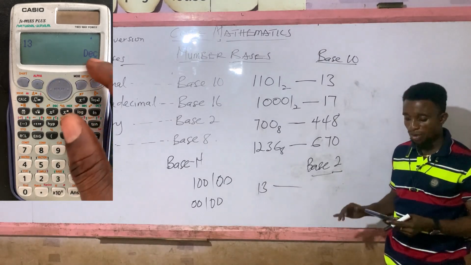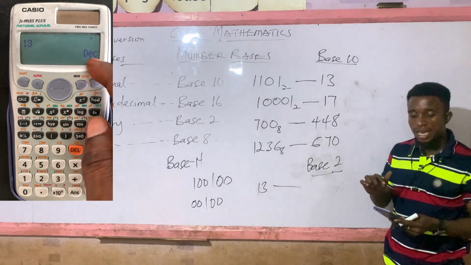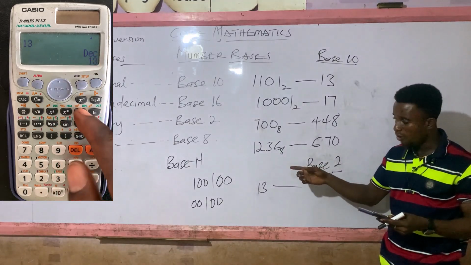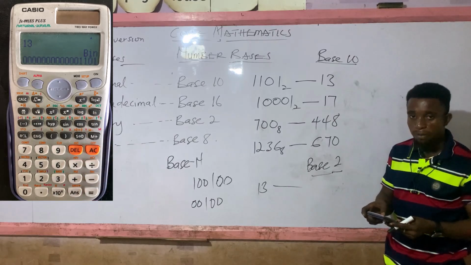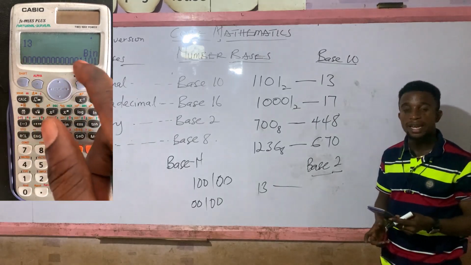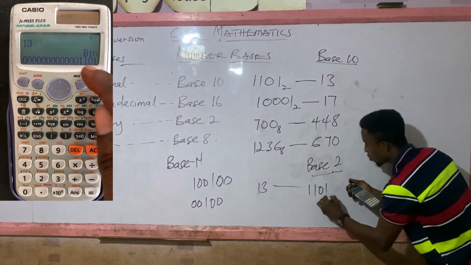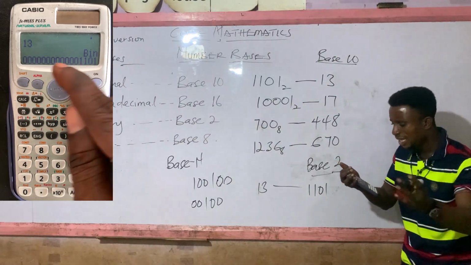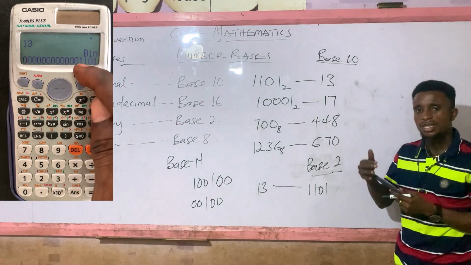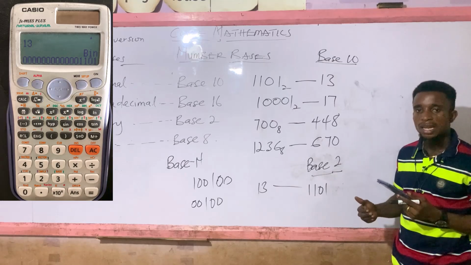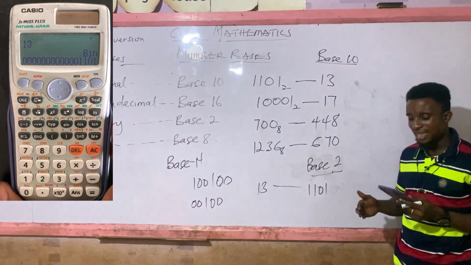Then right after seeing, or immediately you see the 13 under the deck, you can now click on the bin, because we are converting to base 2. And now we see the bin. Then we have 1101. Are we getting that? We said the leading zeros are insignificant. So it starts from the first non-zero digit. Are we getting that?